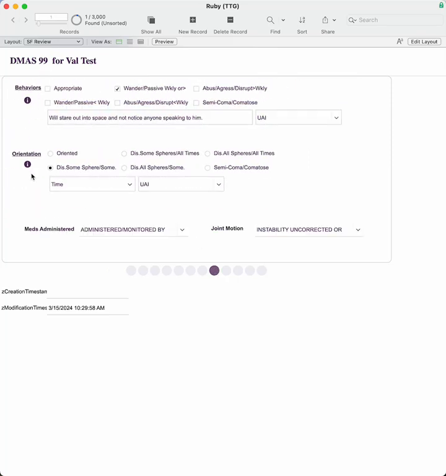Behaviors, orientation, again, if it came over from Loris, it would be there. If their behaviors were appropriate, then you wouldn't see a description here, but you would see a source. Someone has to tell you whether it was garnered from the UAI, from the parent, from themselves, from the EOR, from the primary caregiver, that their behavior is appropriate. And the same for orientation. If they are disoriented in some spheres sometimes, what sphere? It's a drop down. And where do we get that information from? Medication administered, joint motion, they're both drop downs.